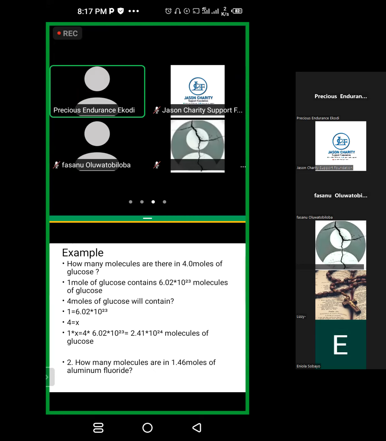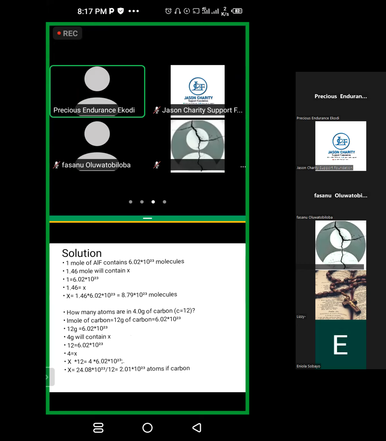So the solution to that would be here. We have 1 mole of aluminum fluoride contains 6.02 times 10 raised to 23 molecules. Now, if we bring in what we are looking for, which is 1.46 mole, so 1.46 mole will contain X. When we equate that, 1 equals 6.02 times 10 raised to 23, and 1.46 equals X. Basic mathematics, cross multiply.